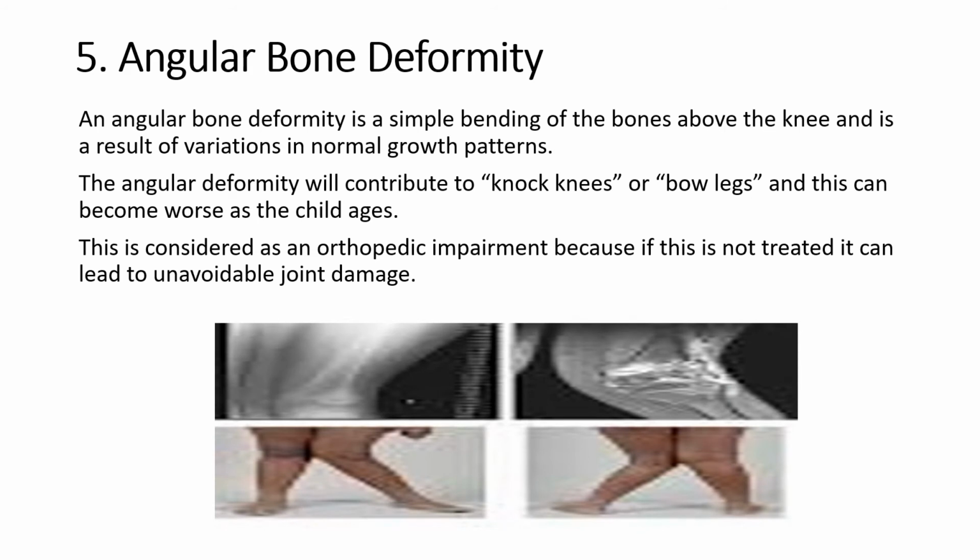The next type of orthopedic impairment is angular bone deformity. As you can see in the figure, an angular bone deformity is a simple bending of the bones above the knee and is a result of variation in normal growth patterns. The angular deformity will contribute to knock knees or bow legs, and this can become worse as the child ages. This is considered an orthopedic impairment because if it is not treated, it can lead to unavoidable joint damage.